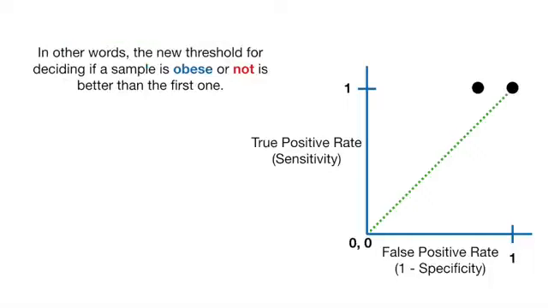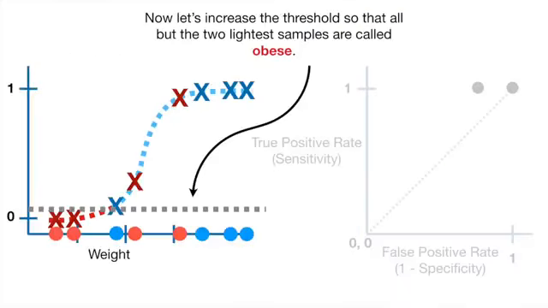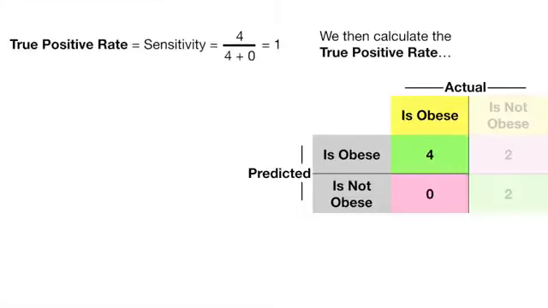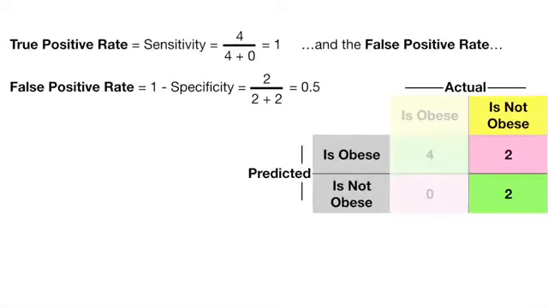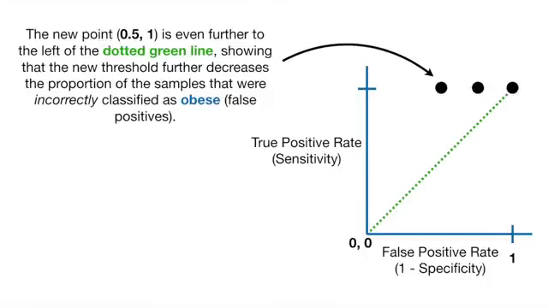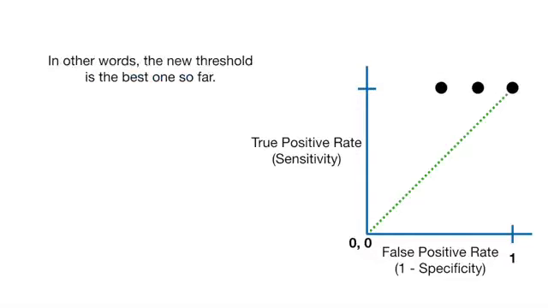In other words, the new threshold for deciding if a sample is obese or not is better than the first one. Now let's increase the threshold so that all but the 2 lightest samples are called obese. The new threshold gives us this confusion matrix. We then calculate the true positive rate and the false positive rate, and plot a point at 0.5, 1. The new point is even further to the left of the dotted green line, showing that the new threshold further decreases the proportion of samples that were incorrectly classified as obese. In other words, the new threshold is the best one so far.